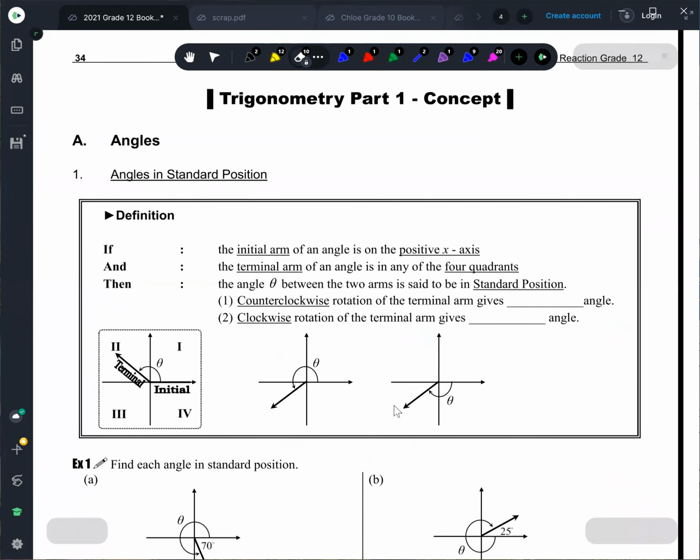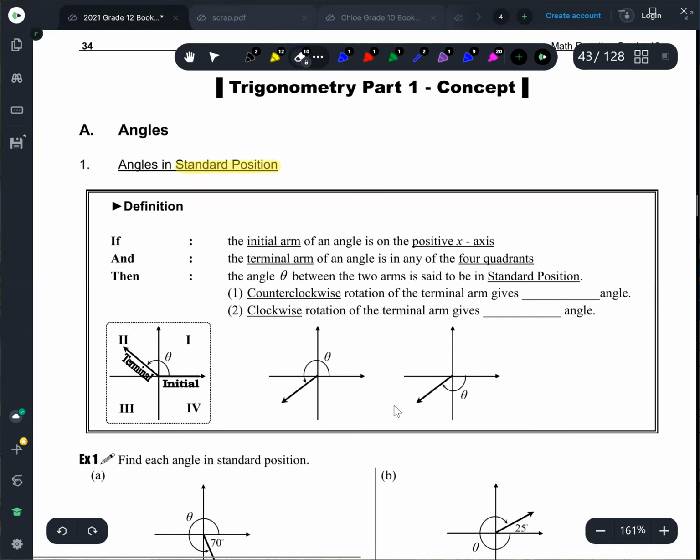Over here, we're going to talk about how we draw the angle in a standard way. This is called angles in standard position. First of all, when you have an angle, it needs to have a starting place, right? So we call that the initial arm. I'll highlight it here, initial, right? And there's a terminal arm where the angle stops.